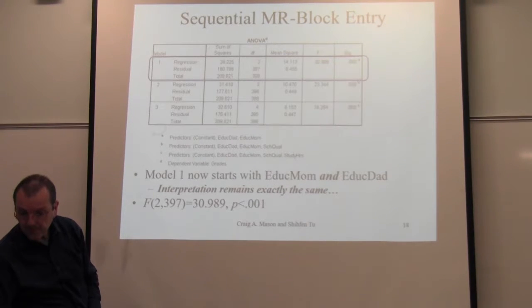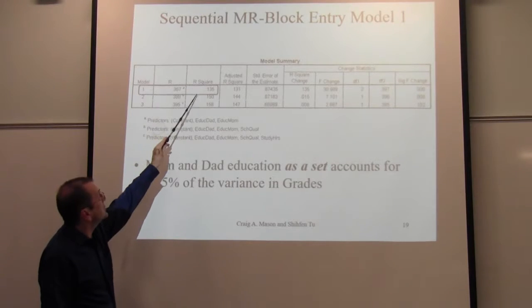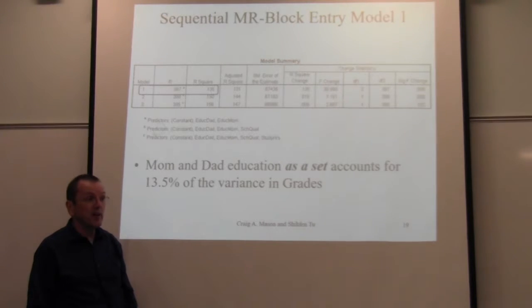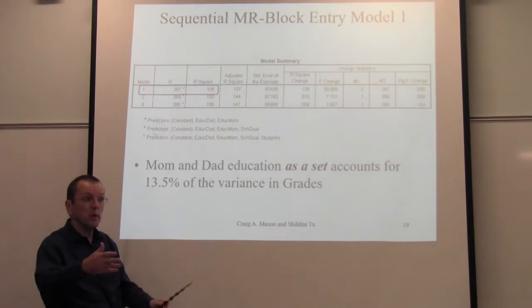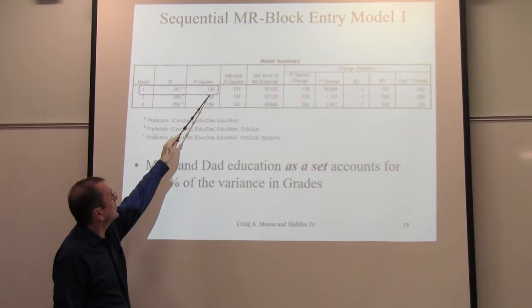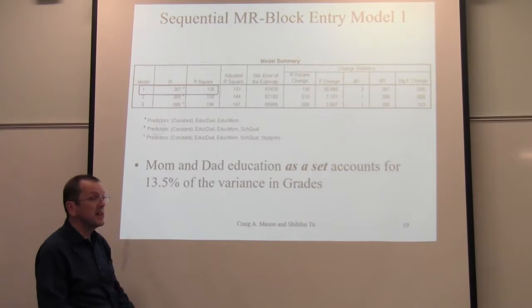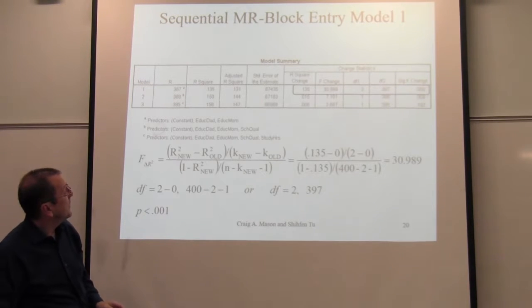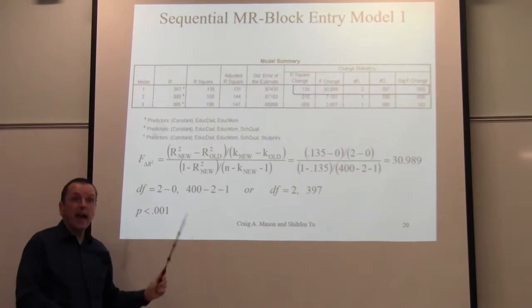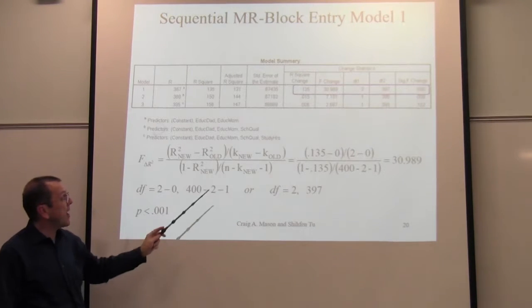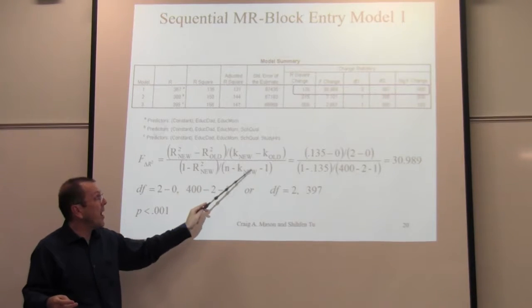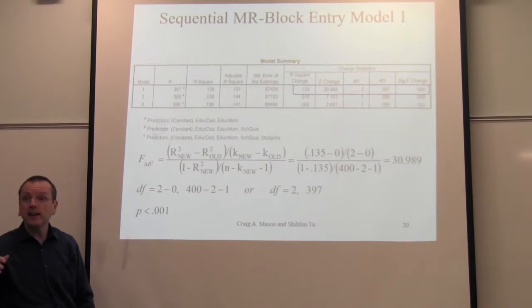The mom and dad education as a set accounts for 13.5% of the variance. 0.135 is our R squared. So 13.5% of the variance as a set. The R squared change formula is exactly the same. You just need to keep track of K new, which is now 2, because we've added two variables. You just have to plug in the right number of variables when you're adding in sets. It's not one variable anymore.